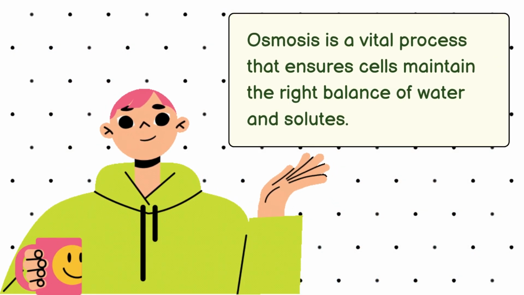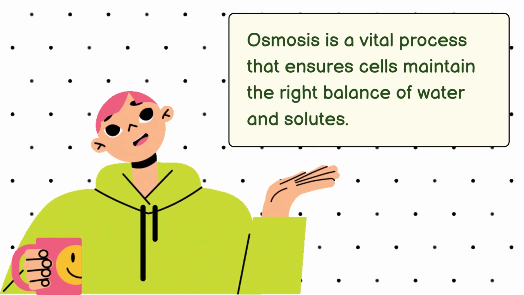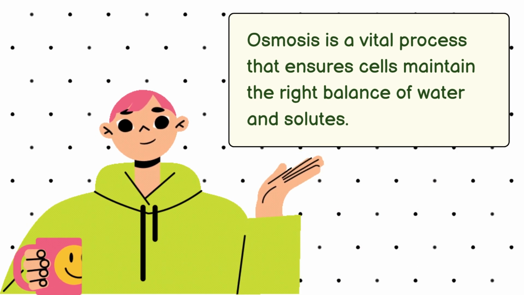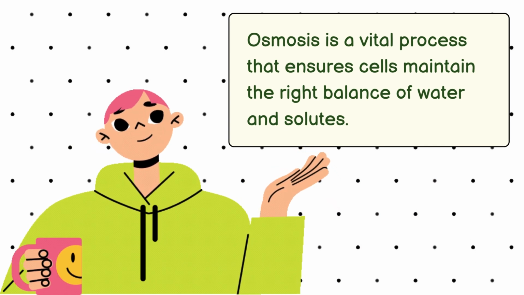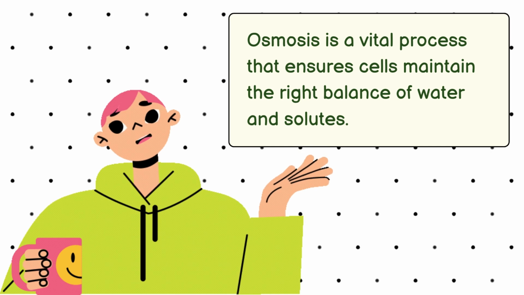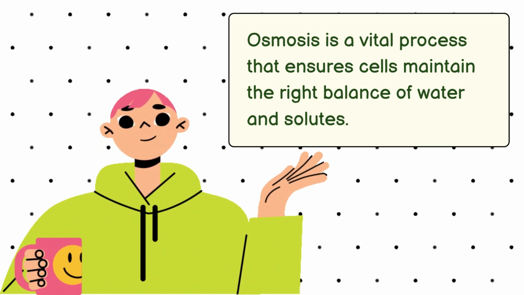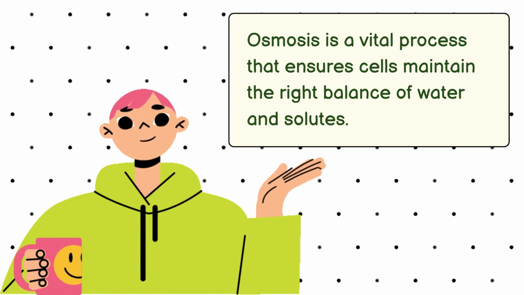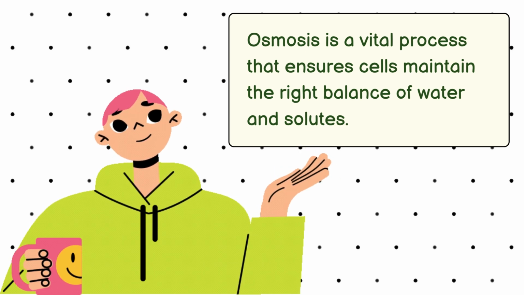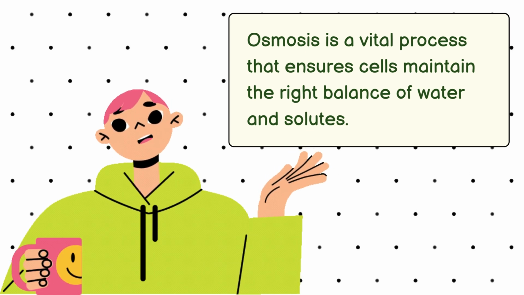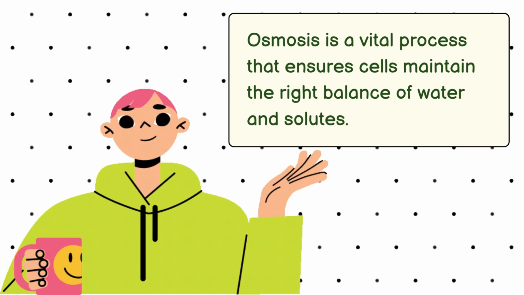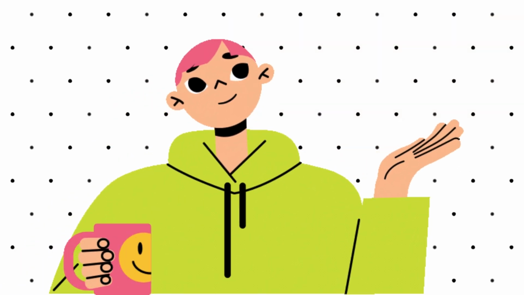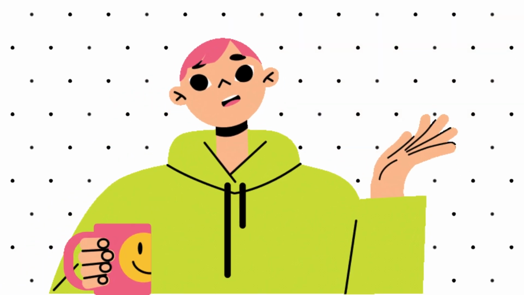Osmosis is a vital process that ensures cells maintain the right balance of water and solutes. It is not just about keeping plants hydrated or keeping red blood cells functioning. Osmosis is a process that underpins much of life as we know it. Whether it's in our cells, plants, or even in everyday activities, osmosis is working quietly behind the scenes. Indeed, osmosis is a fascinating and crucial process.